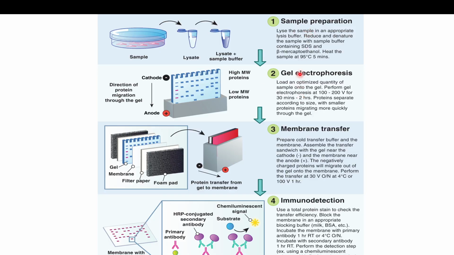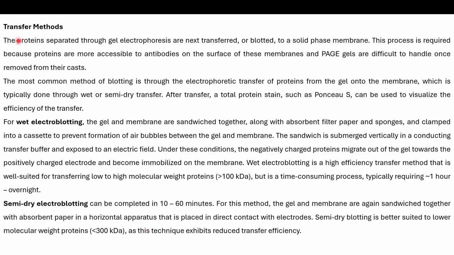And basically, this is what happens in Western blot. Sample is prepared, you do gel electrophoresis, then you transfer your sample onto a suitable membrane, and then you detect it using antibodies which are specific to your protein of interest, which were transferred on the membrane. Okay, so transfer methods. Proteins separated. Transfer methods can be either wet or semi-dry.